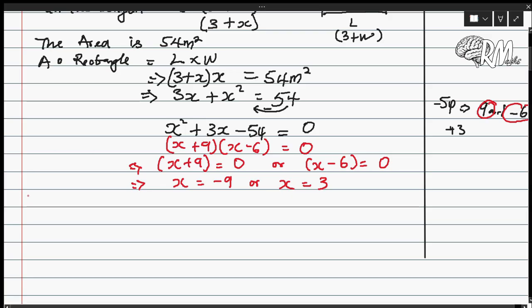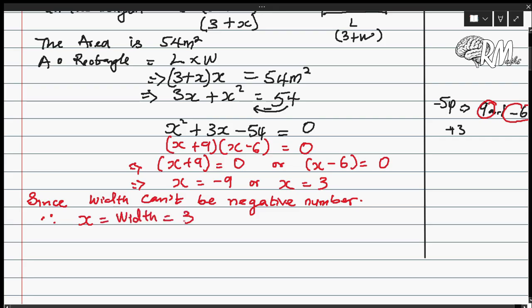So we have it as, since width can't be a negative number, therefore x, which is equal to width, is 3.